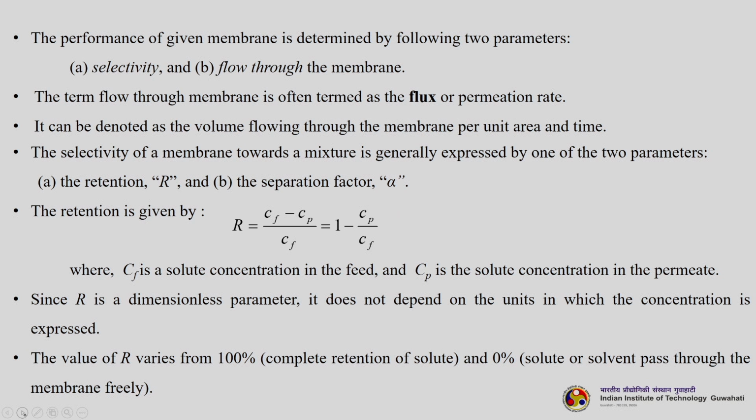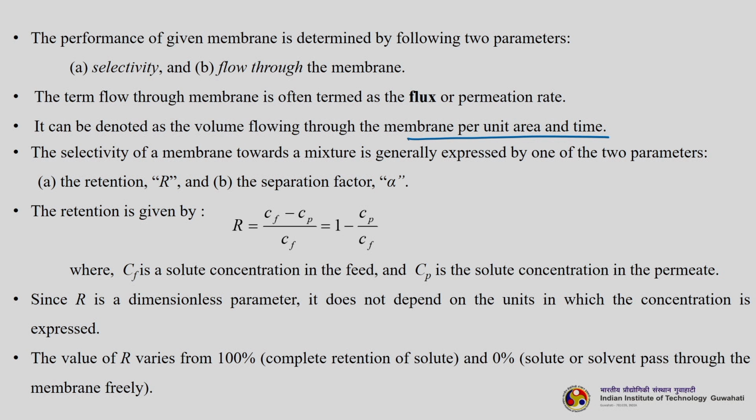The performance of a given membrane is determined by the following two parameters: selectivity and flow through. The term flow through is nothing but the flux or the permeation rate. It can be denoted as the volume flowing through the membrane per unit area and unit time. The selectivity of the membrane can be defined in two ways: one is retention, that is R, or rejection, and another is the separation factor alpha.